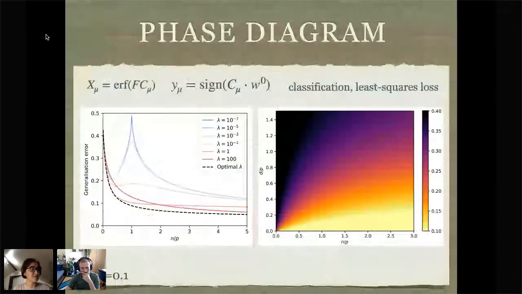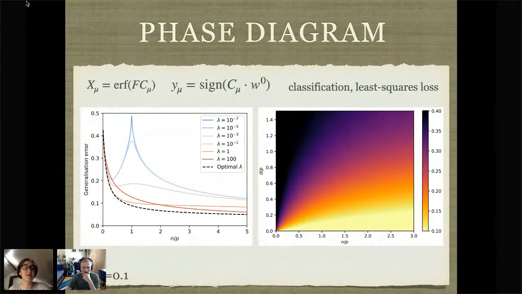Then I will slowly go towards the end by showing you some results of how this hidden manifold model behaves. This is a phase diagram for the hidden manifold model where the nonlinearity used when creating the data is just the error function, and the labels are created by a teacher on the latent space that generates the sign of the scalar product between the coordinates in the latent space and some teacher weight, W0. Here I'm looking at classification with a single layer neural network with the least square loss.